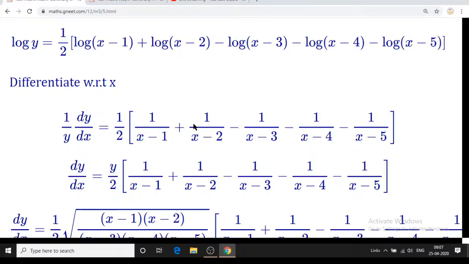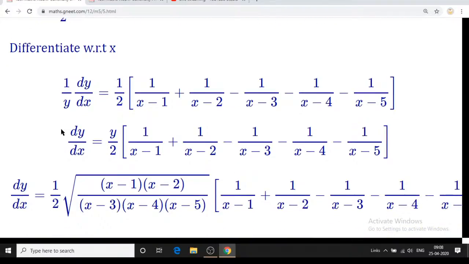Now we require dy by dx. So first we'll multiply by y on the other side. We get y upon 2, and the bracket will remain as it is.